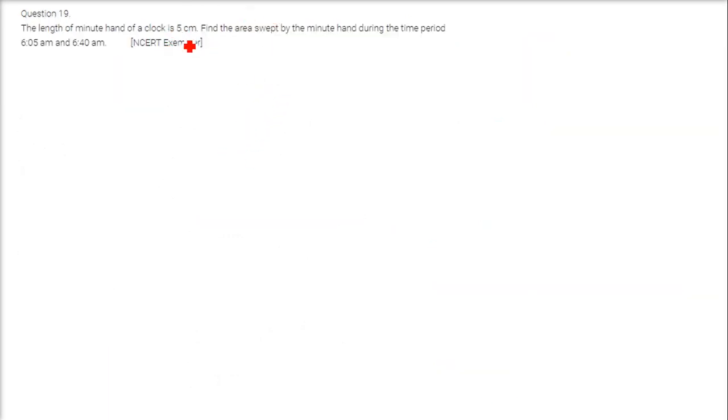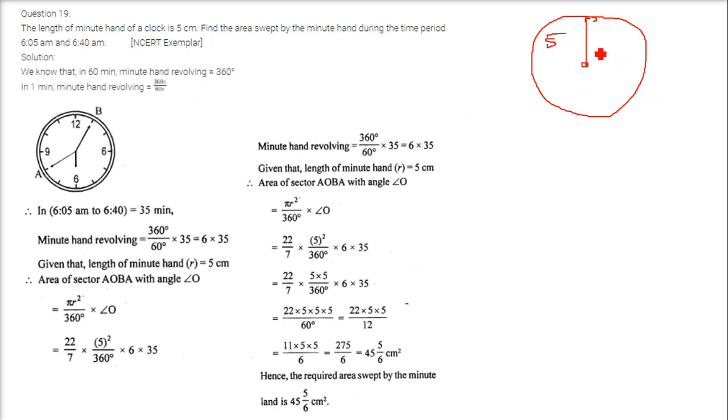The length of the minute hand of a clock is 5 centimeter. So here is a minute hand and the length is 5 centimeter. We have to find the area swept by the minute hand during the time period 6:05 to 6:40. So here is the minute hand, this is 6:05, and then we have 6:40 here.